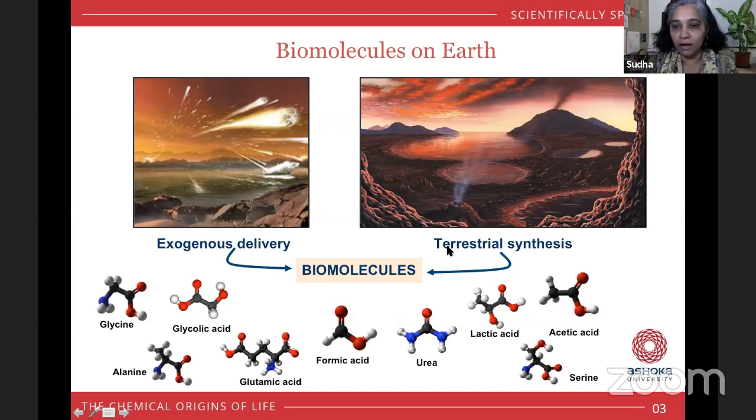In the other scenario, even terrestrial environments can allow for the synthesis of these molecules given the right ingredients. Here you see a volcanic geothermal pool where, if you have the precursor monomers present, one can actually have these complex molecules form. And these are the two ways in which the original chemical inventory of molecules is thought to have arisen on the early Earth.